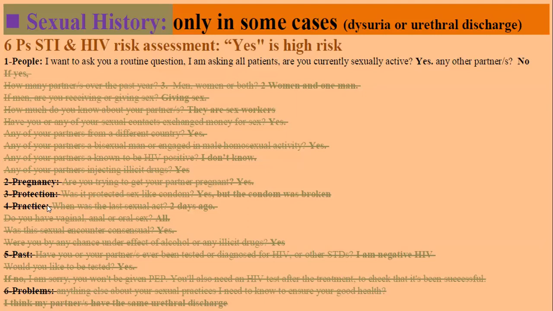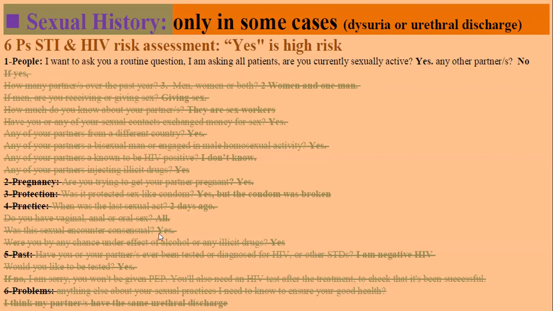And the practice: when was the last sexual act? Do you have vaginal, anal, or oral sex? Was this sexual encounter consensual? Were you by any chance under the effect of alcohol or any illicit drugs? And ask about the past: have you or your partner been tested or diagnosed for HIV or sexually transmitted disease? Problems: would you like to add anything regarding your sexual health?